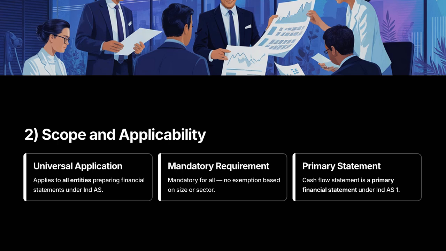Scope and applicability. IND AS 7 applies to every entity that prepares financial statements under IND AS. There's no exemption for small companies or specific sectors. The cash flow statement is a primary financial statement, just like the balance sheet and P&L. So prepare it every reporting period, and prepare it carefully.